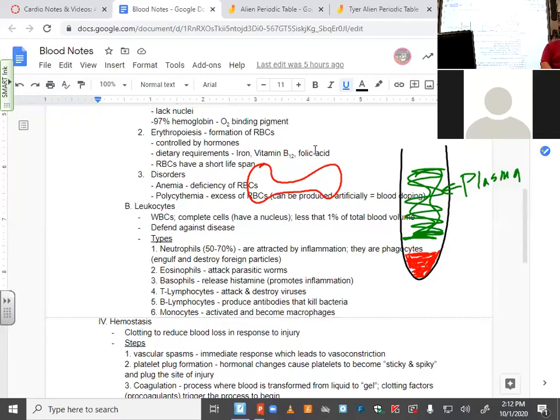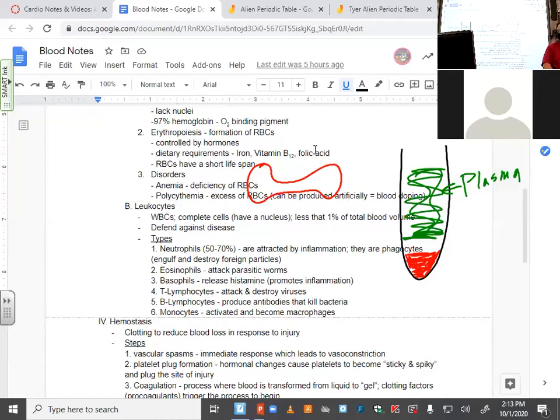B cells are the guys that produce antibodies that kill bacteria. They're always making antibodies. They're always rocking it out. They're really good at helping us out with bacteria and viruses as well.